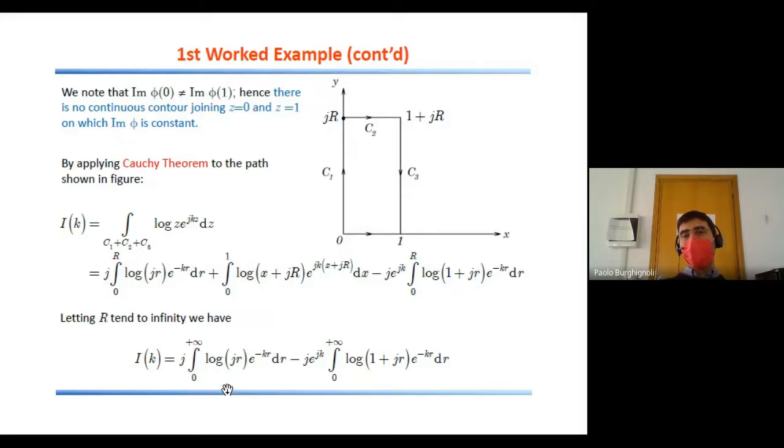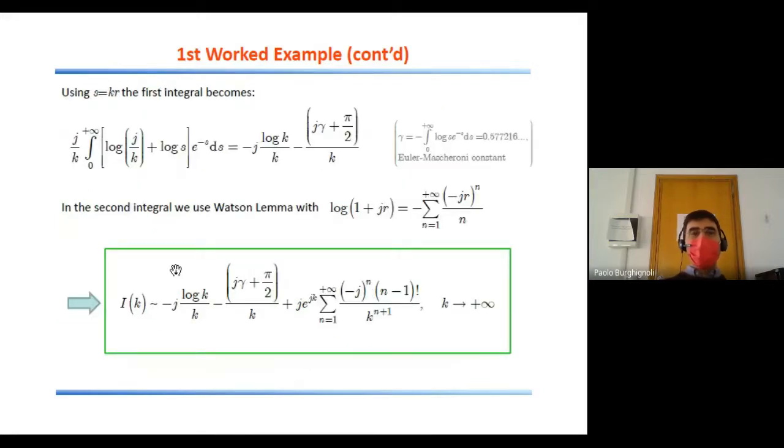Okay, so our task will be that of asymptotically evaluating those two integrals. And let us start with the left one, in which we have a logarithm and an exponential, a Laplace exponential. Now, in the first integral, the evaluation is immediate. We just need to change variables. So by letting s be equal to kr, what we get in the first integral is what you can see here, j over k, which comes from the change of variables. Then we have the integral of the logarithm of j over k plus the logarithm of s. This is all multiplied by e to the minus s, and it is integrated with respect to s.